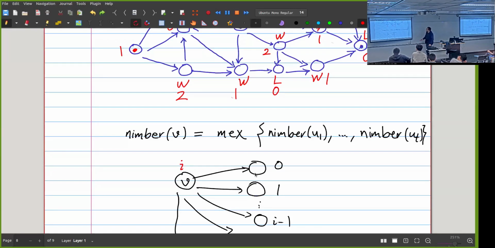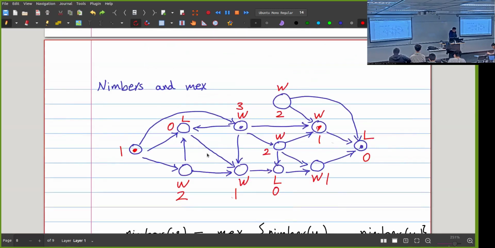But generally, what we're going to do is assign a number to every one of the vertices of this game, or every one of the states of this game. And we use the mex rule. So the number that is assigned to every state is the smallest number that does not appear in any of its successors. Okay, now, which states are winning states and which states are losing states?